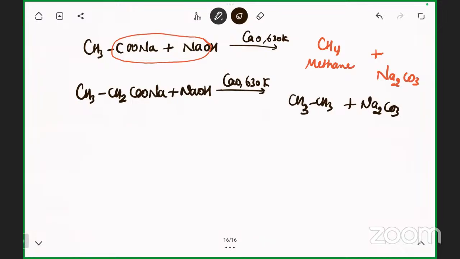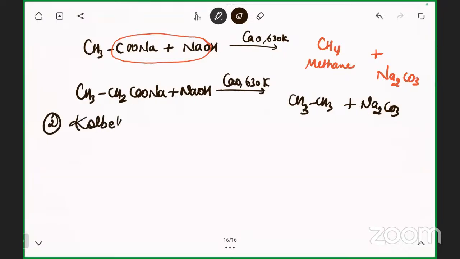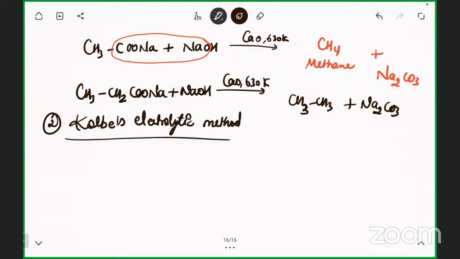Okay. Second method is the Kolbe electrolytic method. Can anyone tell me what is electrolysis?